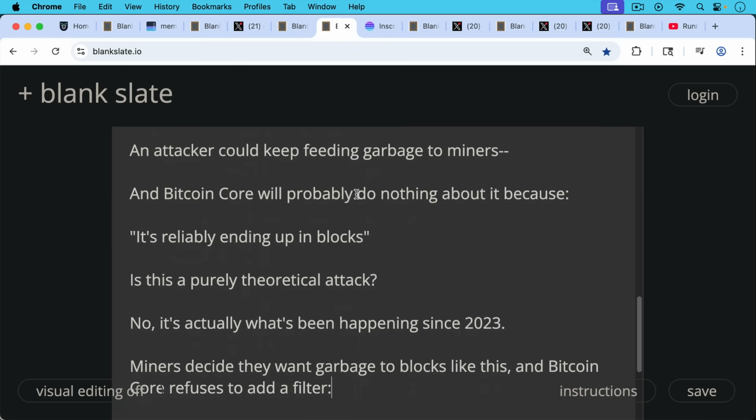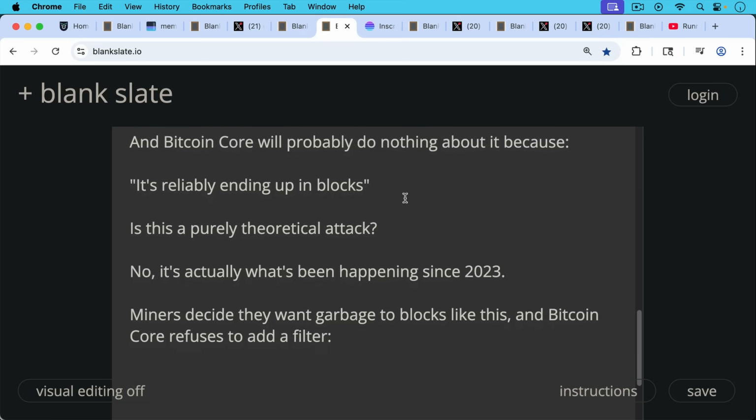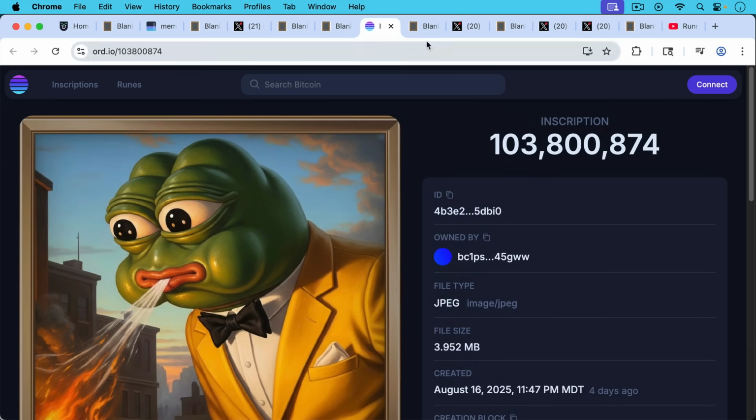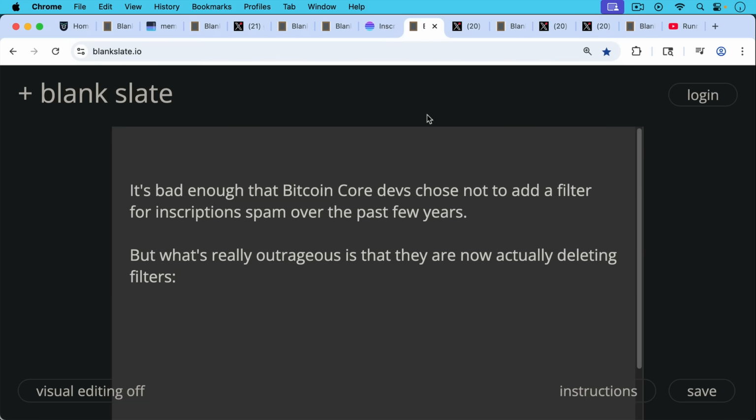Now, is this a purely theoretical attack we're talking about here? No, it's actually what's been happening since 2023. Miners have decided that they want to put garbage in blocks like this, and Bitcoin Core refuses to add a filter. This is the kind of stuff that's being posted on Bitcoin now, thanks to Bitcoin Core devs' negligence. It's bad enough that Bitcoin Core devs chose not to add a filter for these kind of inscriptions and the spam over the past few years.